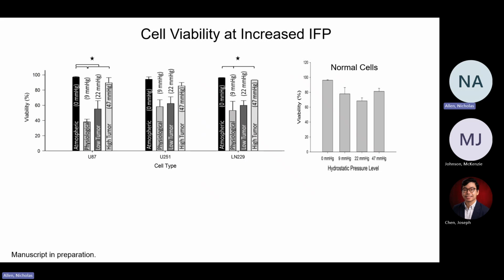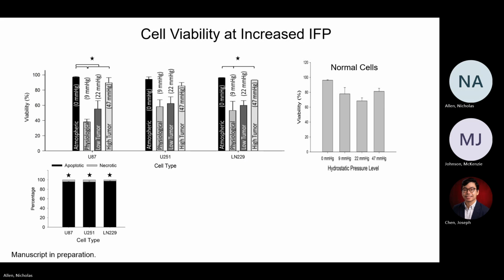We compared this also to normal cells. So these are normal human astrocytes, the cell type from which glioblastoma derives. We do see a parabolic response, but there's no statistical significance. So these cells do not respond in the same way as the cancer cells. This suggests that this is a cancer-specific response.